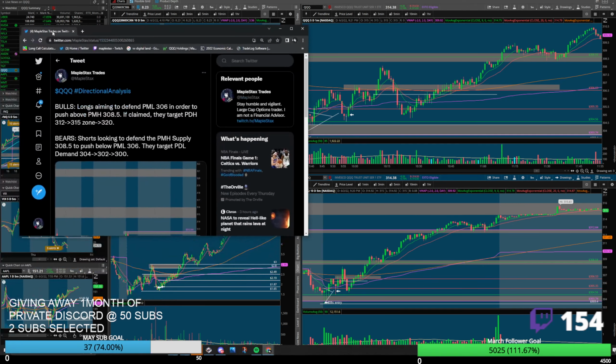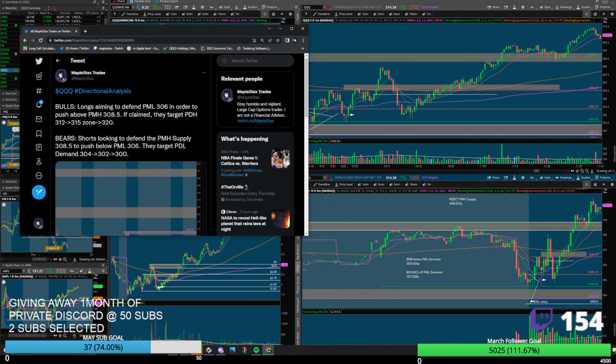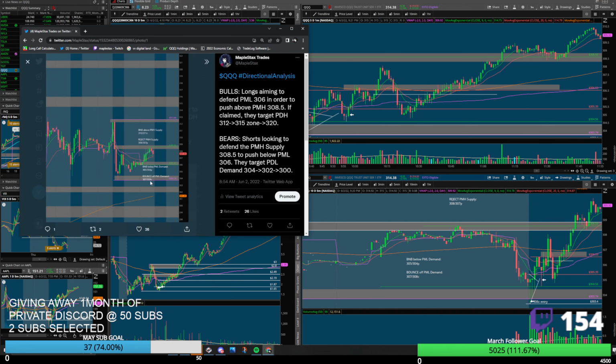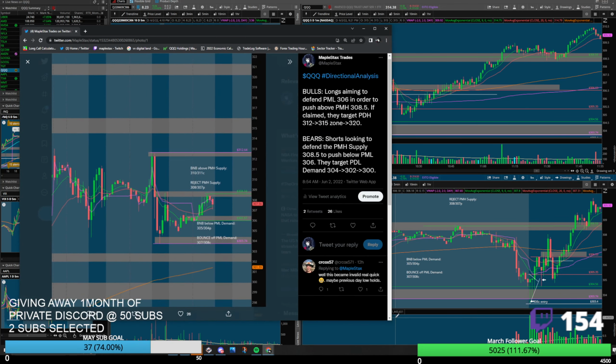Now, typically when I do the directional analysis, I'm looking for the bulls to hold the pre-market low or the bears to defend the pre-market high. And what I have here, let me see if I can blow this up. There we go, that's a little better. I said longs, they're aiming to defend the pre-market low at 306. This was posted at 8:54. But as we can see, right after I post this, price begins to flush below the pre-market low.